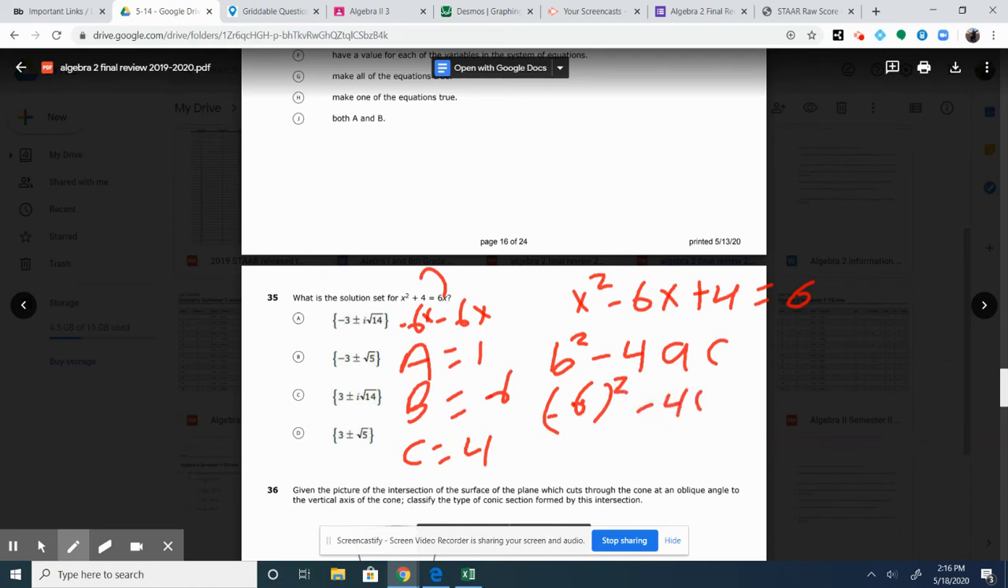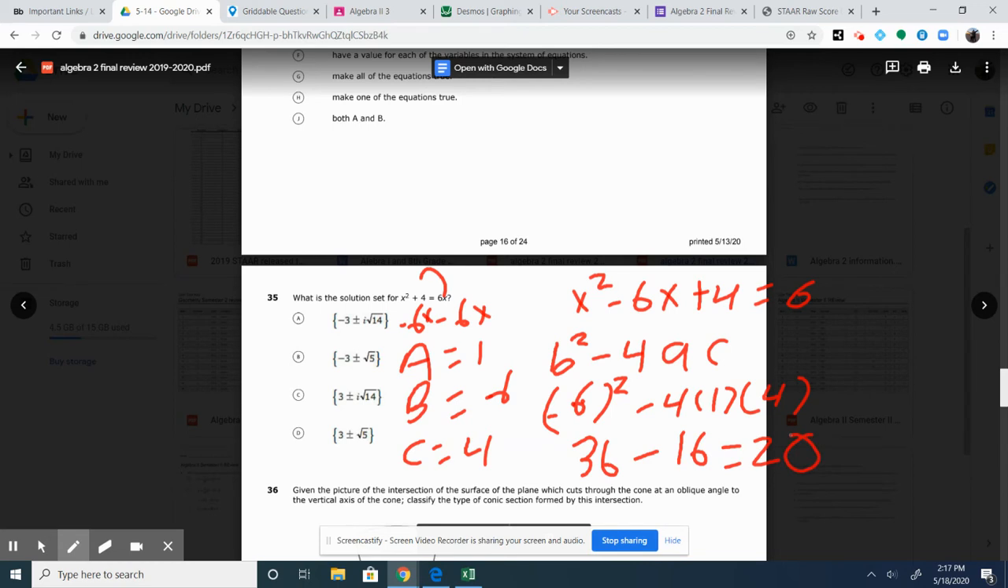minus 4 times 1 times 4. So negative 6 squared gives us a positive 36 minus 4 times 1, which is 4, and then 4 times 4, which is 16. So 36 minus 16 is equal to 20.